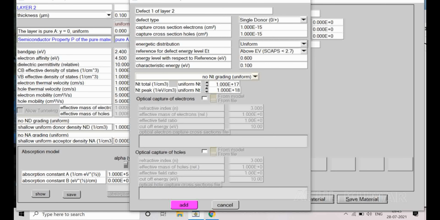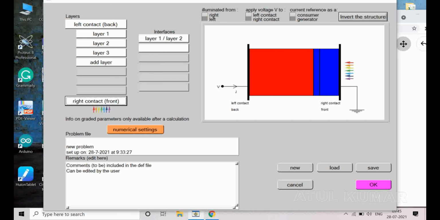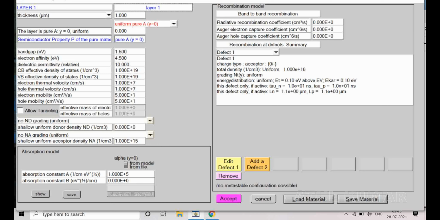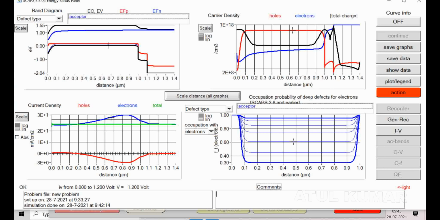And again, one more thing. I will take uniform defect density, thoroughly spread out in the whole forbidden gap. Then I can lower it down, no problem. Okay, I will keep it the same. So now I have taken defect in P type, defect in N type, and interface defect. Now if I show you the band diagram, earlier the band diagram was looking like this.